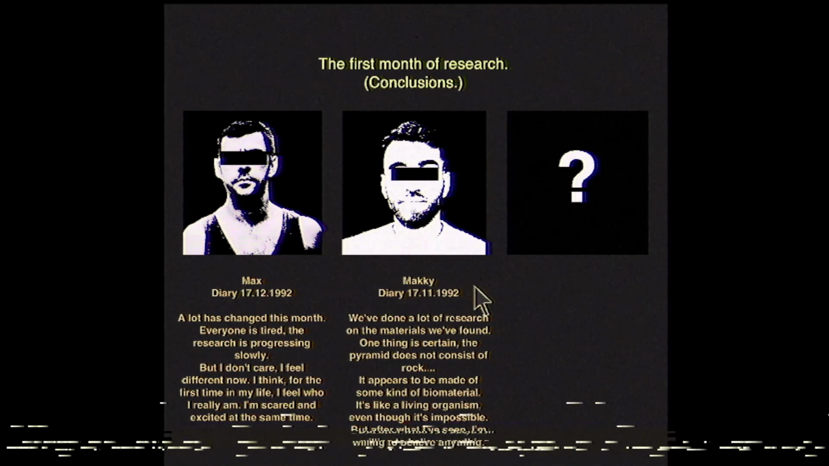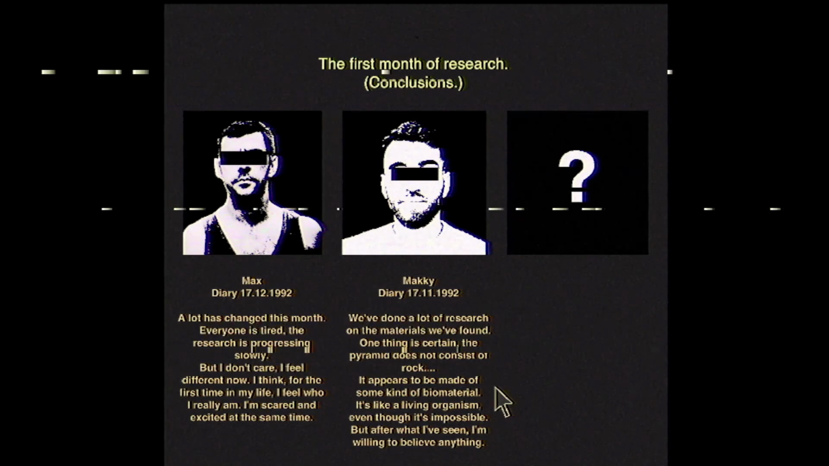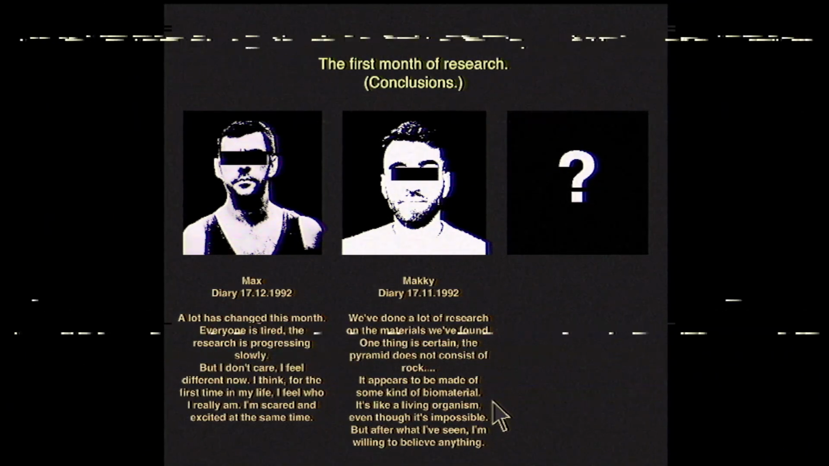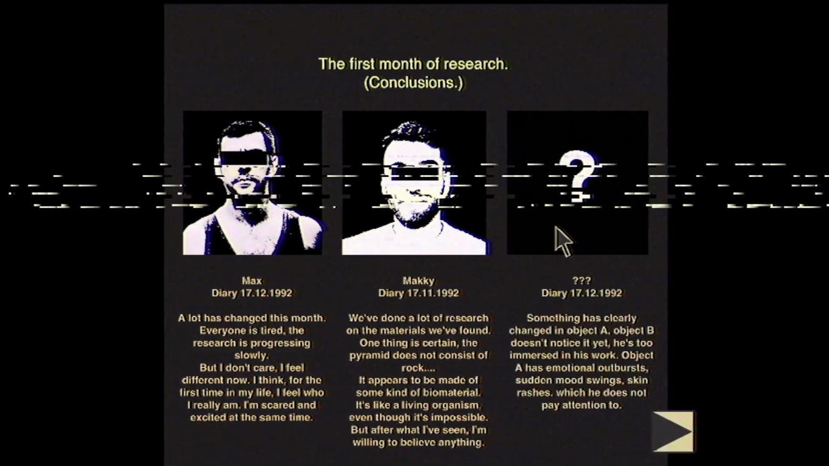Done a lot of research on the materials we found. One thing is certain: the pyramid does not consist of rock. It appears to be made of some kind of biomaterial. It's like a living organism. Even though it's impossible, after what I've seen, I'm willing to believe anything.